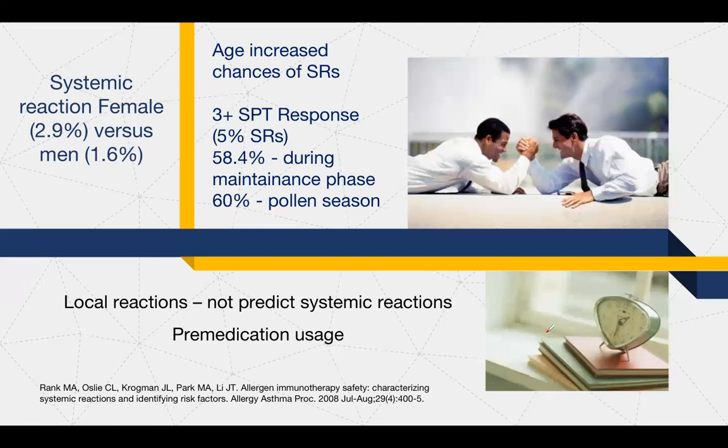Local reactions do not predict systemic reactions at all. And we can use pre-medication. Antihistamine pre-medication can be used. But again, that can have some small problems, like if we use antihistamine, that may mask the early symptoms of anaphylaxis. So this we also need to remember.